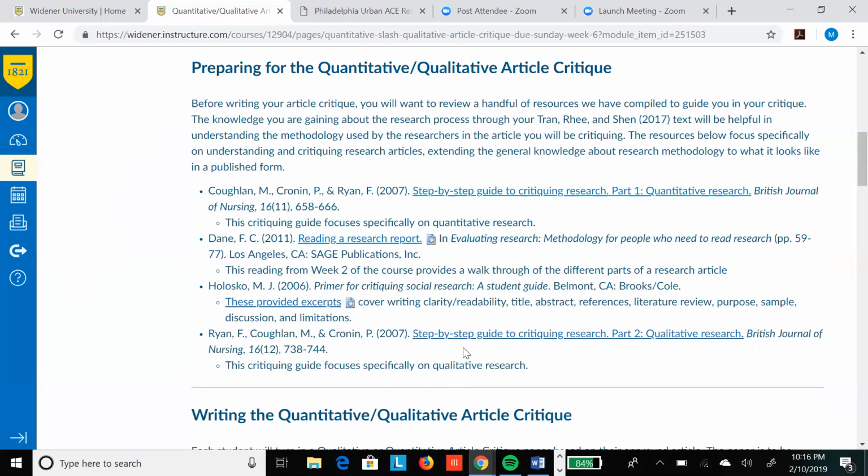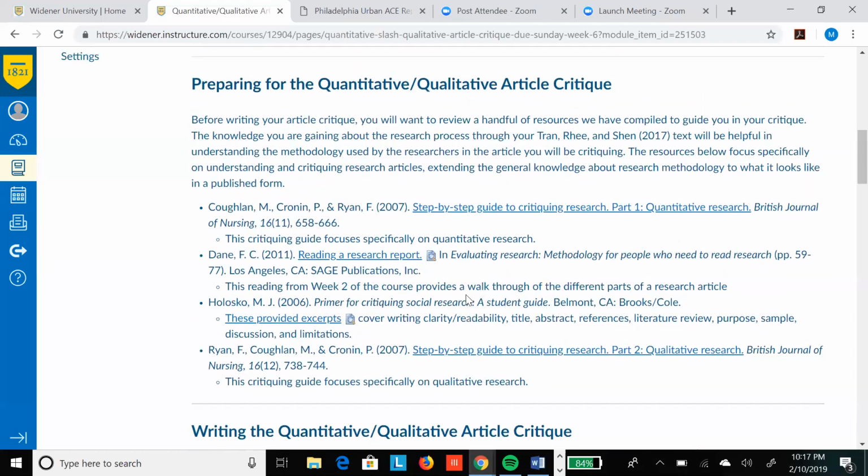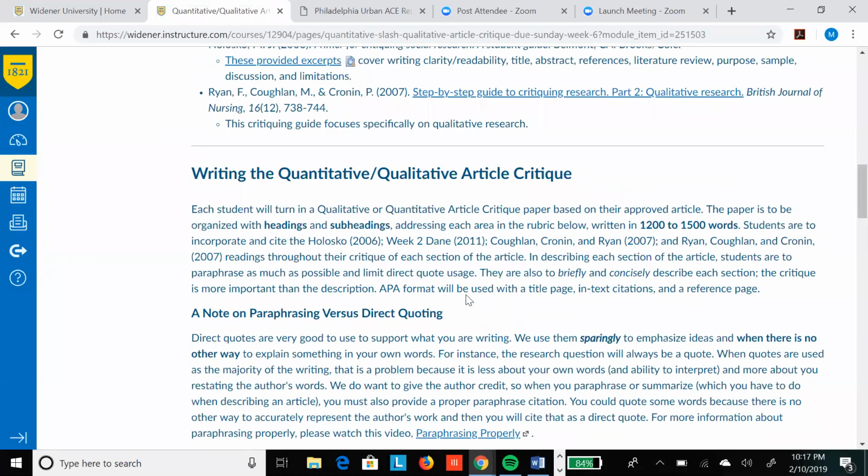And then finally, you have a step-by-step guide to critiquing research, part 2, focusing on qualitative research this time by Ryan, Coughlin, and Cronin. So if you have a qualitative article, you'll probably want to focus on this guide. And if you have a quantitative one, you're going to focus on the quantitative research one. So make sure you're using the correct guide based on the article that you have. And these others in the middle here will be useful regardless of whether you're doing quantitative or qualitative. So that's the preparation for writing the article critique.